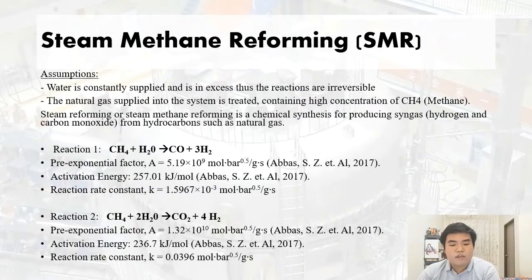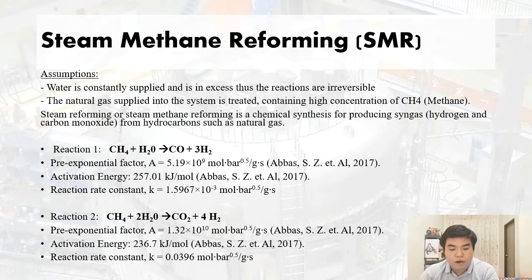As our reactant stream flows into the reactor, we are assuming that the water is constantly supplied into the system and always in excess so that the reactions are always irreversible. Besides, the natural gas supplied into the system is treated and contains a high concentration of CH4 methane, which means that the stream does not need to undergo further treatment such as desulfurization.